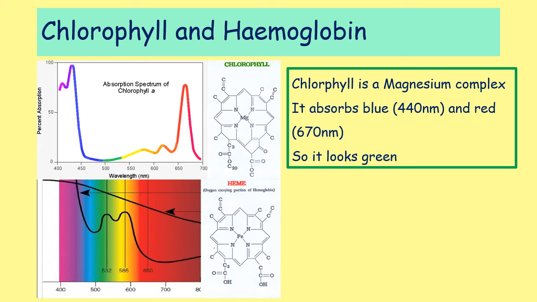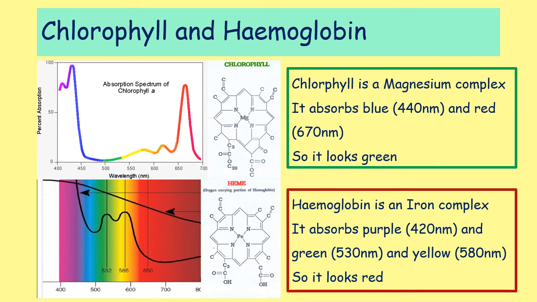Now this is hemoglobin. You can see it looks very, very similar to chlorophyll. The main difference is that it's got an iron rather than a magnesium in the center. Now you can see this is the absorption spectrum of hemoglobin. You can see it's got quite a high absorbance of purple, but it's also got a good absorbance of green and yellow, and it's got a really low absorbance of red. And that's why it looks red.